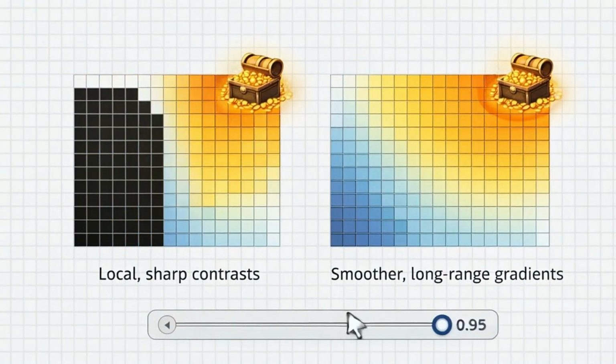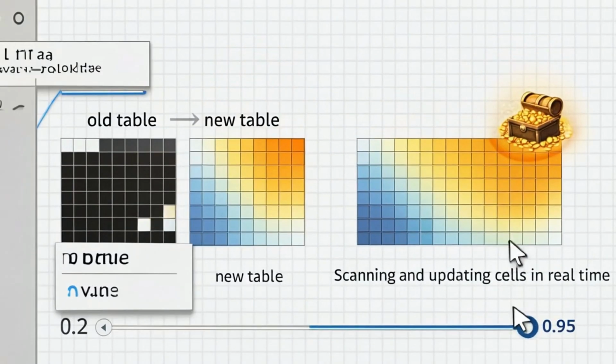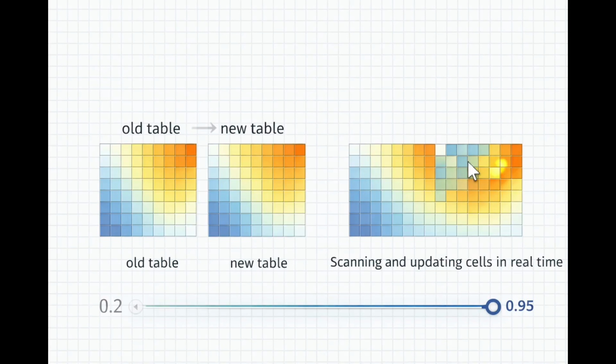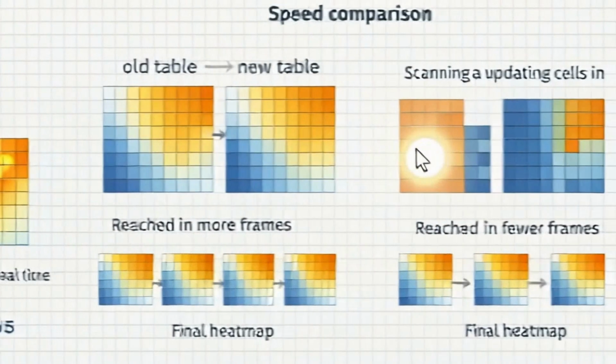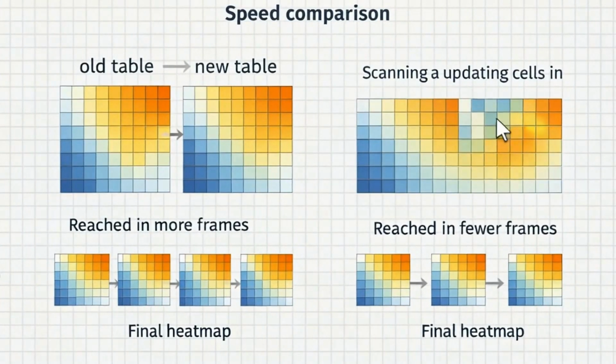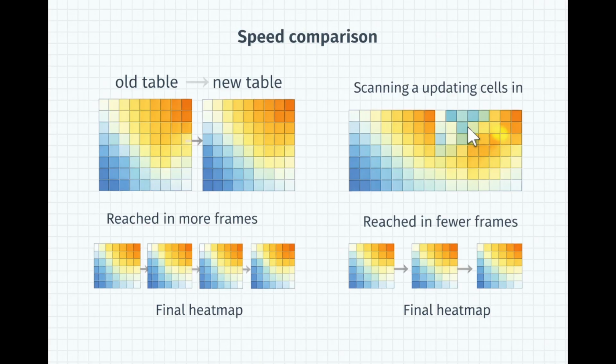There are two common ways to implement the sweeps. In synchronous updates, you compute a new table from the old one and replace everything at once. In in-place updates, you overwrite values as you go, so later updates in the sweep can use fresher information. In-place updates often converge faster in practice because information propagates more quickly during each sweep.